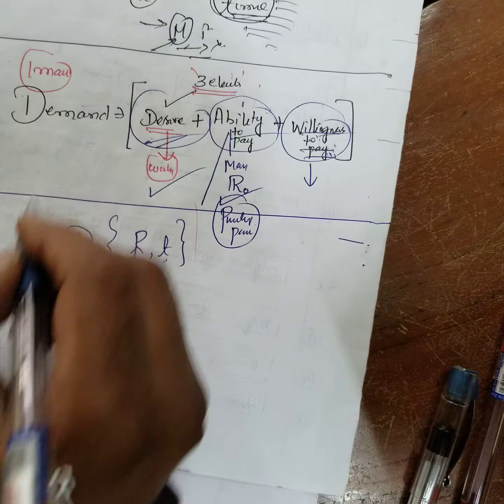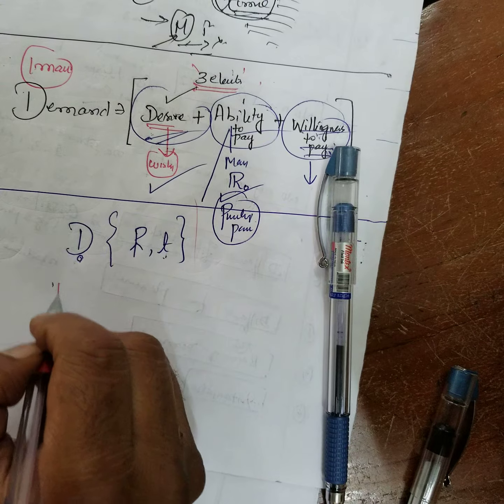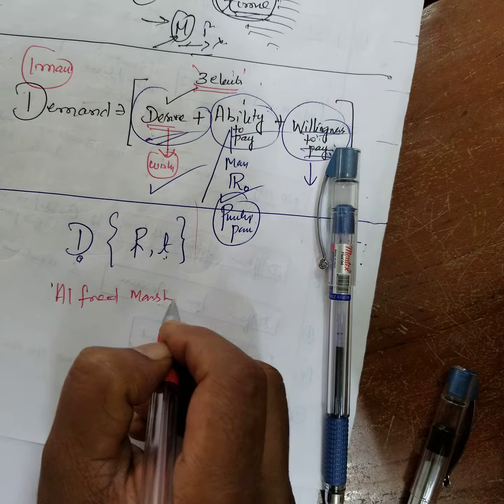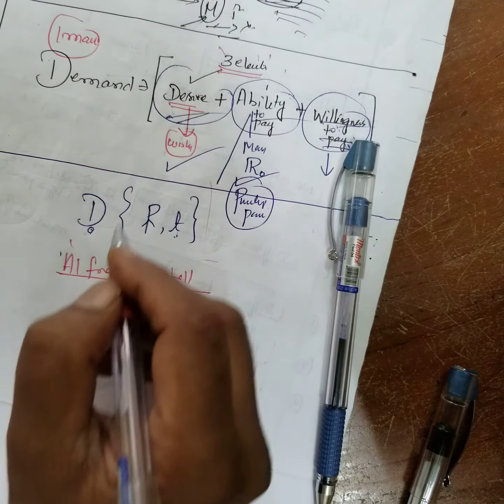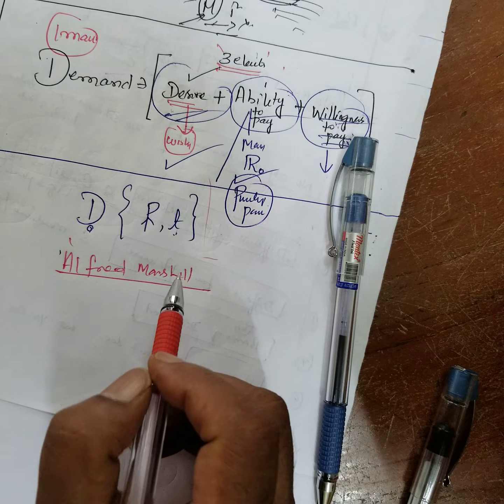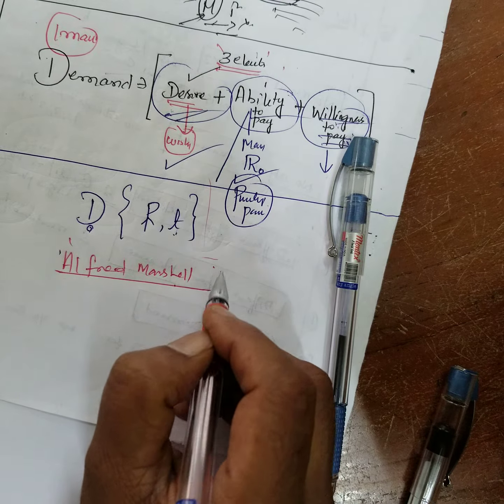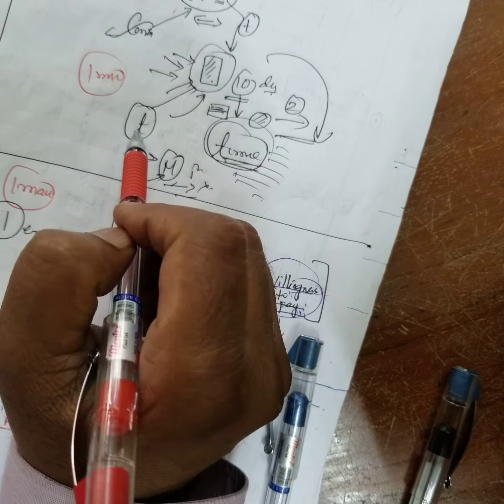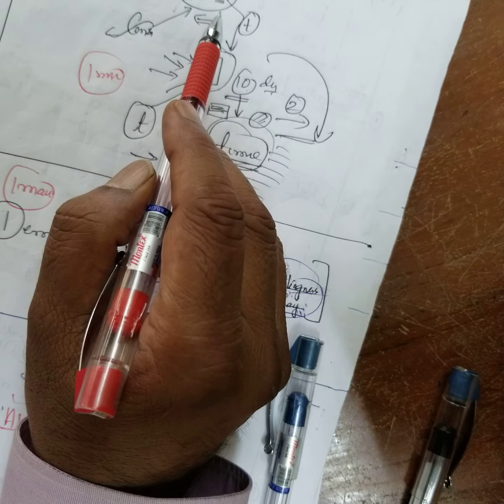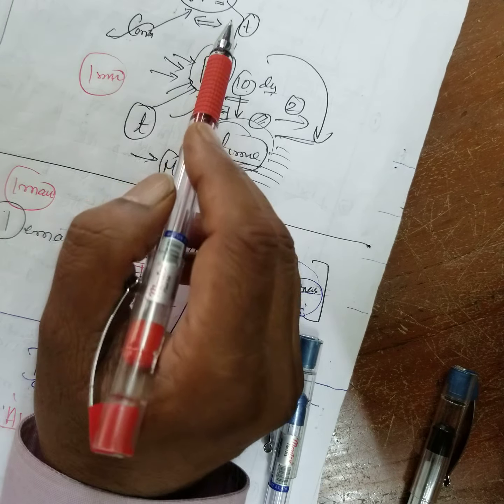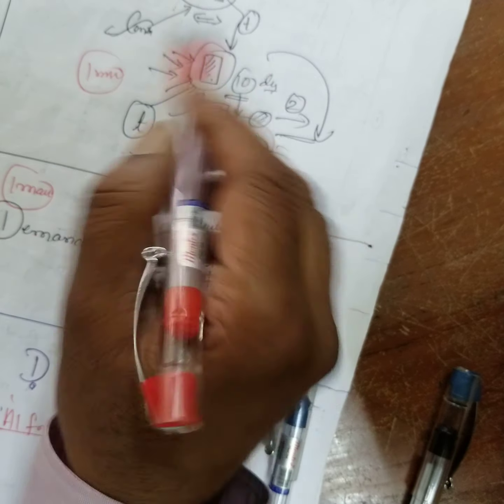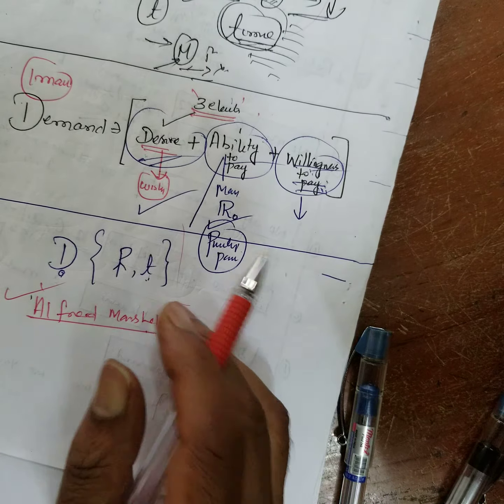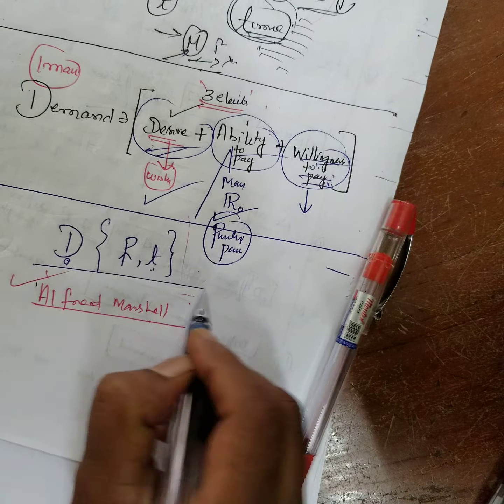According to Alfred Marshall, go read the spelling in the textbook, the quantity of a good or service that the consumer is willing and able to purchase at various prices during that period of time. That definition only you have to write. Okay. Another thing is what? Here, demand depends on the price and time.